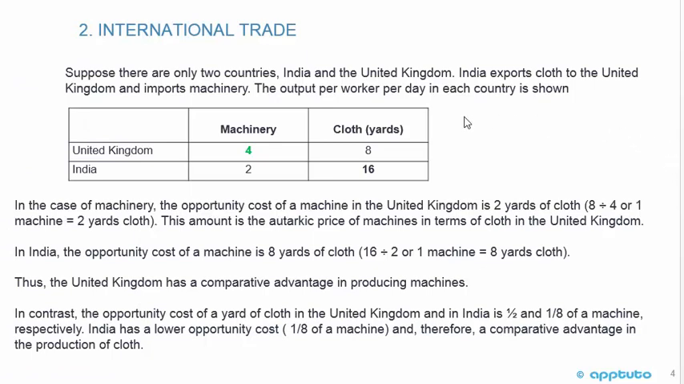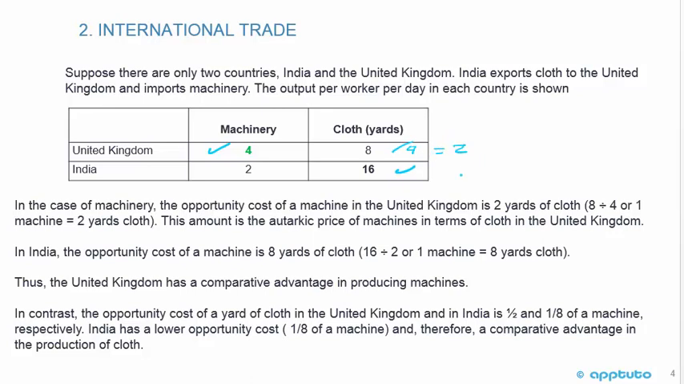Now we're going to move on to the opportunity cost. Recall for absolute advantage, we looked for the largest number. The United Kingdom had an absolute advantage in terms of machinery because 4 was greater than 2, and India had an absolute advantage in terms of cloth because 16 yards is greater than 8 as the output per worker per day. But now, the opportunity cost of a machine in the United Kingdom is 2 yards of cloth. We take our 8 and divide it by 4, and that equals 2.